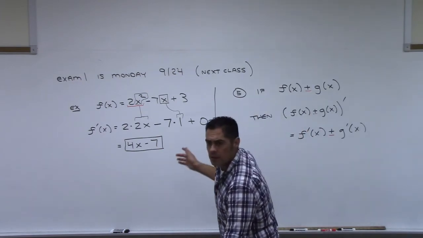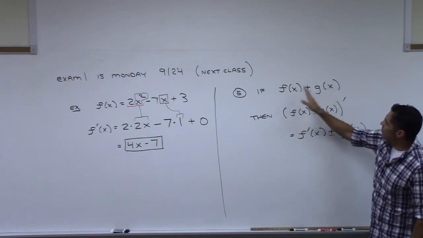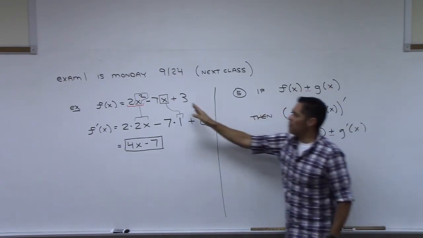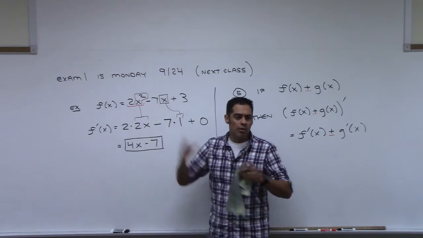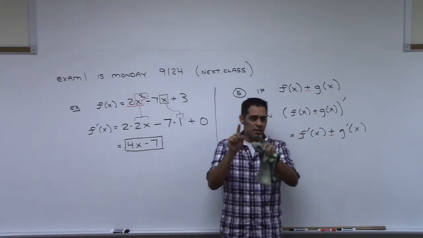All right, is that a good example for you? So this formula said if you had this sum of like 2 functions, right? But we did it for 3 of them, didn't we? It works. This rule can be extended out. It doesn't matter how many pieces you have. As long as they're plus and minus, you're good.